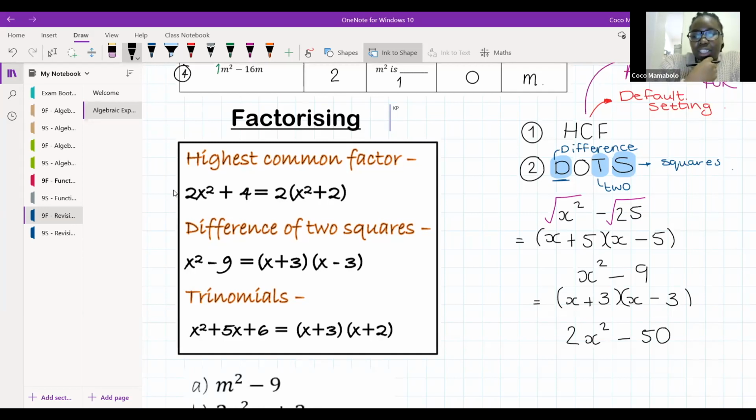Help Akumzi out in the chat, guys. What is our default setting? What do we need to look for first, Akumzi? What's the first thing we need to look for? We need to look for the highest common factor, which is 2. Good. If we take 2 out, what do we have left? We have x squared minus 50.